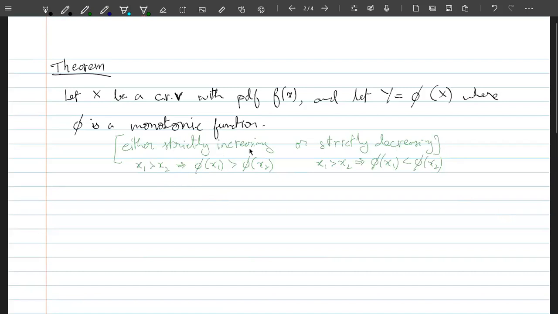You can have a non-decreasing function, which is something where x1 greater than x2 implies phi of x1 greater than or equal to phi of x2. It may remain constant or it will increase. So for example, the CDF of any random variable is always a non-decreasing function. Okay. So this is a monotonic function.